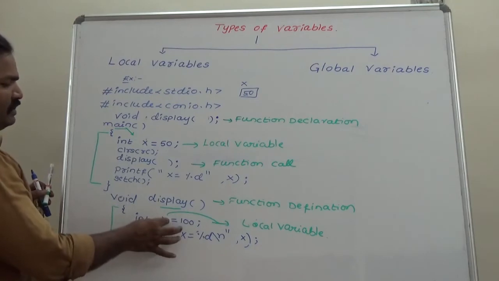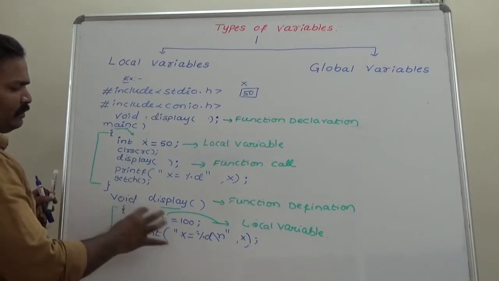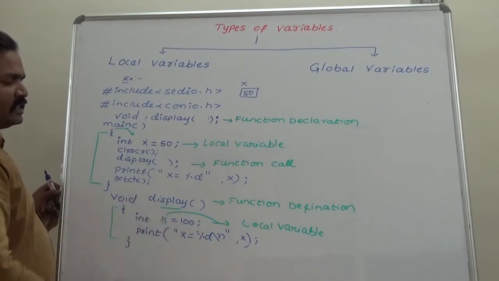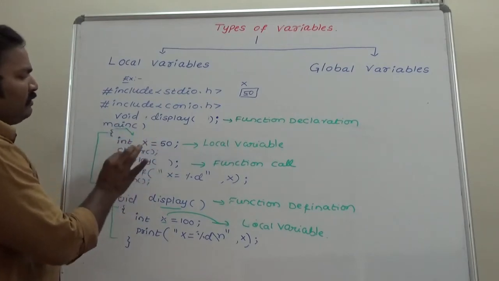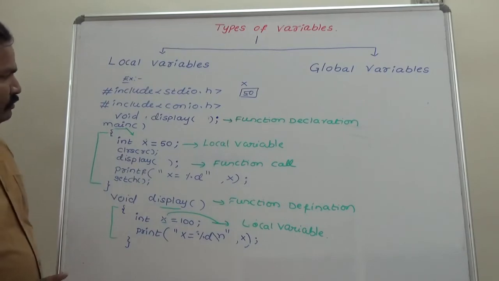Same as here, x variable scope is what? Limited to the function only. That means we can use this x variable only within the display function. Okay, clear? So local variable scope is limited to the function only.